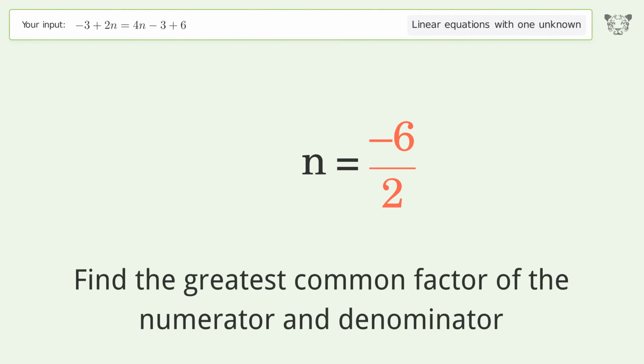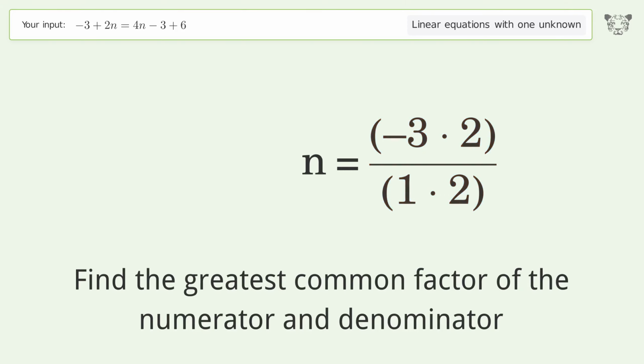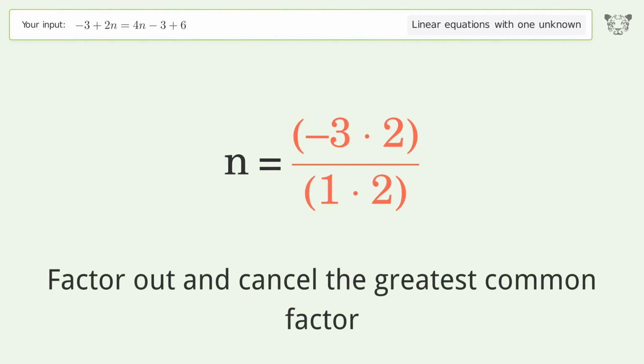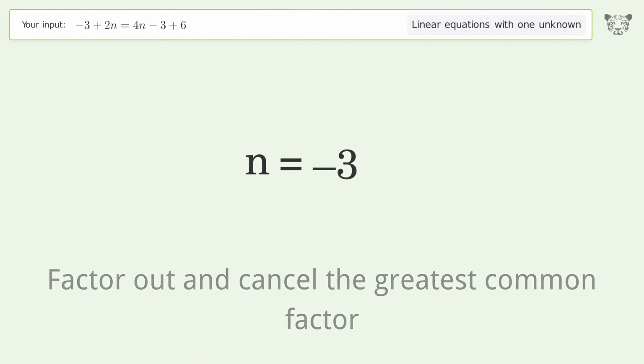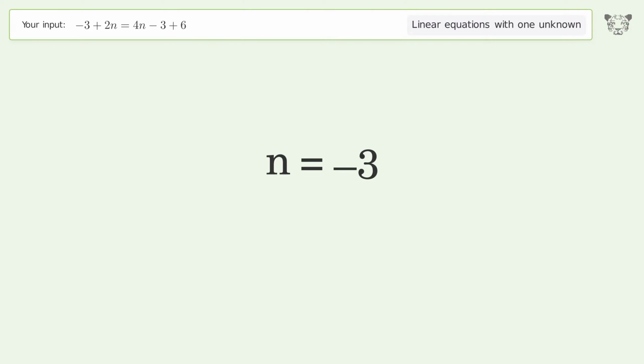Find the greatest common factor of the numerator and denominator. Factor out and cancel the greatest common factor. And so the final result is n equals -3.